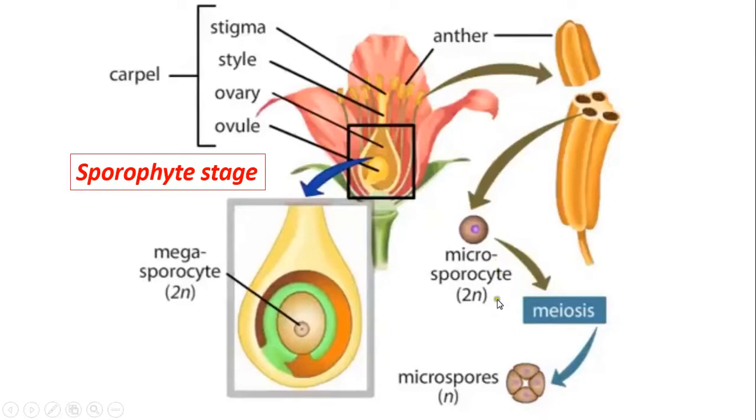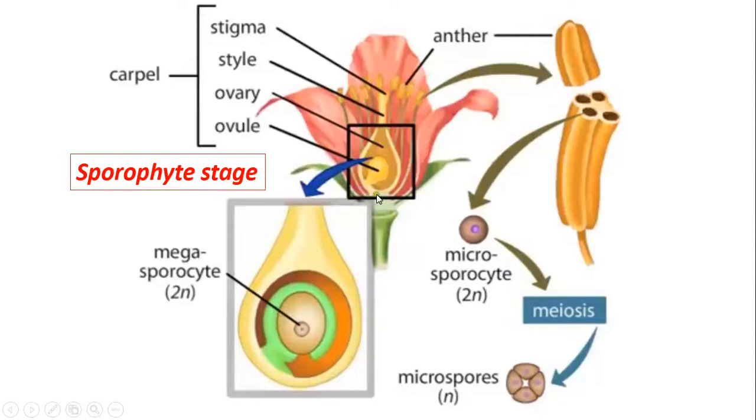The wall of each microspore thickens and the nucleus divides mitotically, producing a generative nucleus and a tube nucleus. The thick-walled 2-nucleate cell is the pollen grain, a male gametophyte, which is released from the anther when the mature anther splits open.